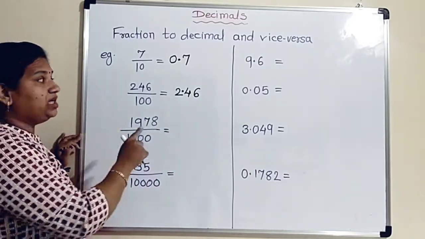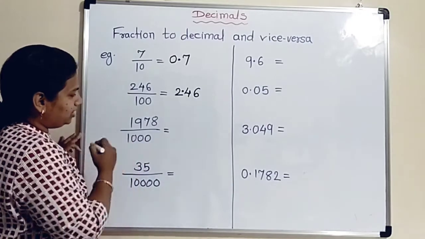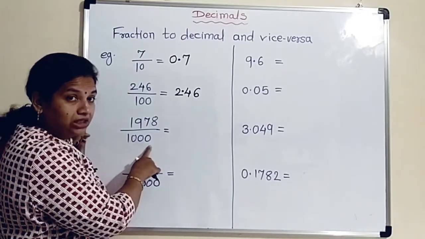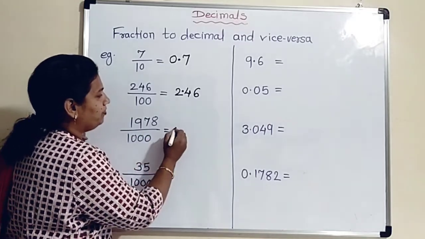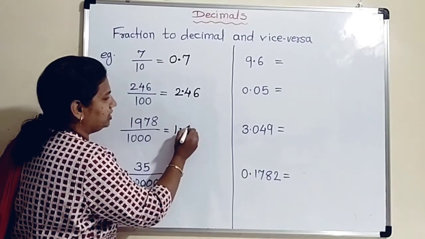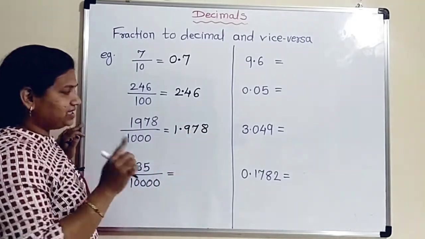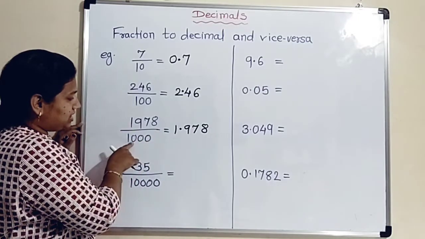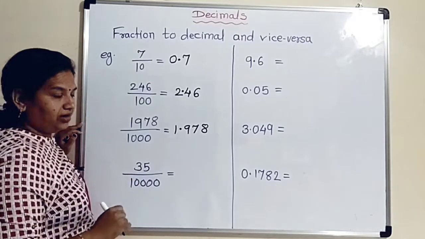Remember, we have to read it as two point four six, not two point forty-six. Same way, here there are 3 zeros. So definitely my decimal point will come before 9, that is 1.978. As I said, 3 places, 3 zeros, so 3 places: 1, 2, 3, right?